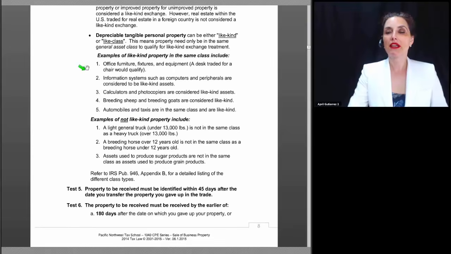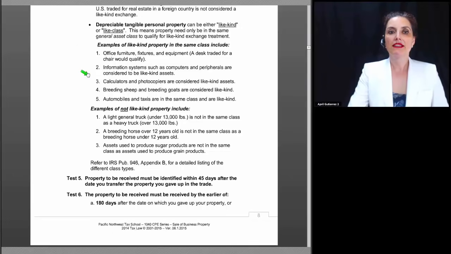Depreciable tangible property can be either like kind or like class, and this means property need only be in the same general asset class to qualify for like kind exchange treatment. Examples of like kind property in the same class include office furniture, fixtures, and equipment. A desk traded for a chair would qualify.